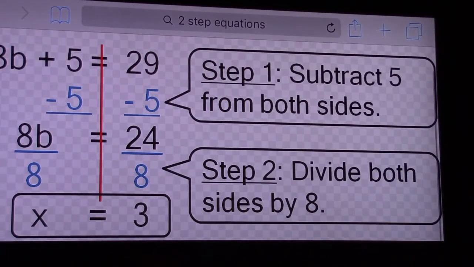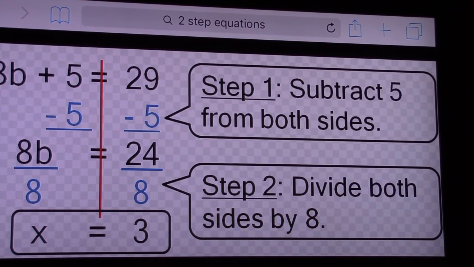So that's a look at what the steps are. First step is to subtract, in this case the 5. Second step is to do the division of the coefficient to isolate the variable on one side of the equation. Hope this helped.